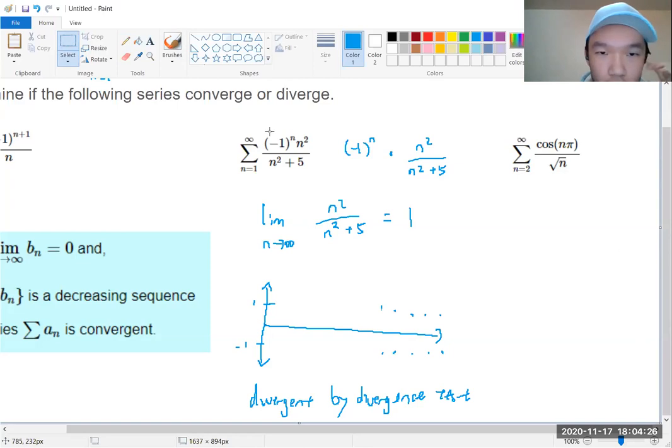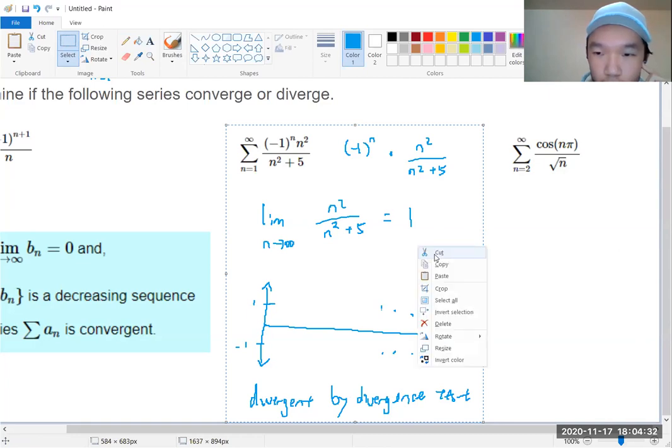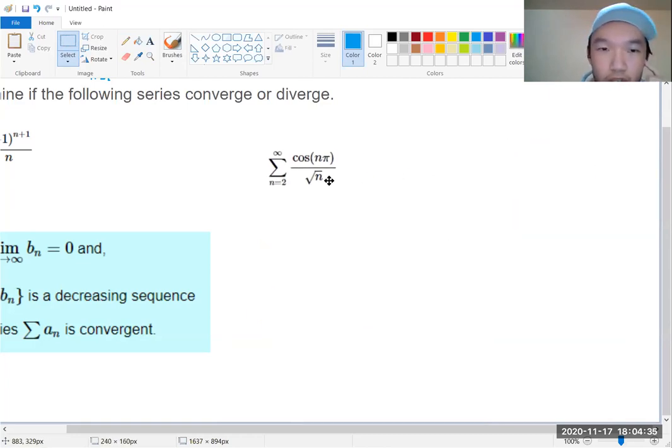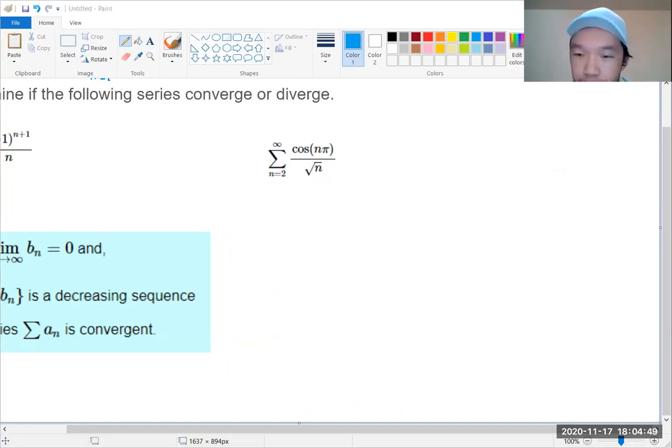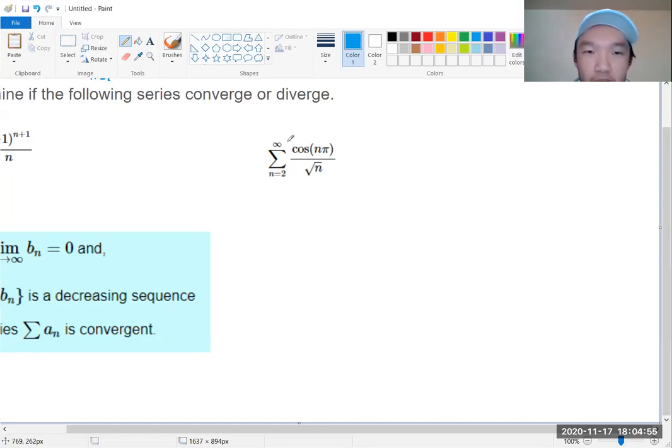Let me just clear up the space here. You think it is an alternating series? Yeah, because it had -1 to the power of n. How so? It's a cosine though. Oh wait, this question. Oh, never mind. Sorry, I thought you were talking about the other one. Oh yeah, that's fine. So we're looking at this one right here, cosine of n times pi over square root of n. You think it is because cosine alternates between -1 and 1? Really? Interesting.